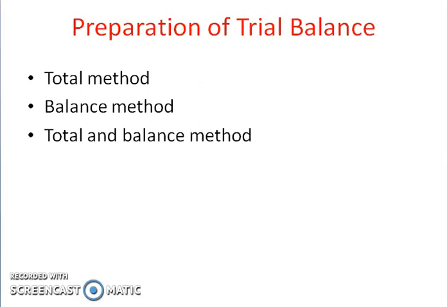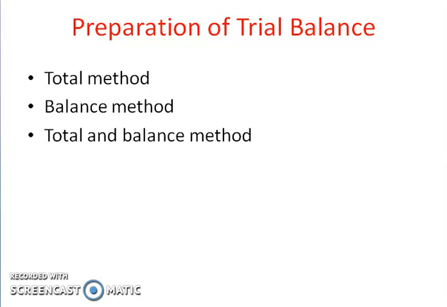A trial balance can be prepared at any time, but it is generally prepared at the close of an accounting year. It is prepared in a statement form, where columns are provided for writing the serial number, name of the account, ledger folio, debit amount and credit amount. There are mainly two methods by which a trial balance is prepared. They are total method and balance method.